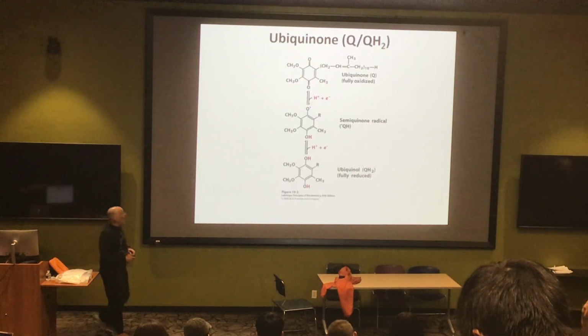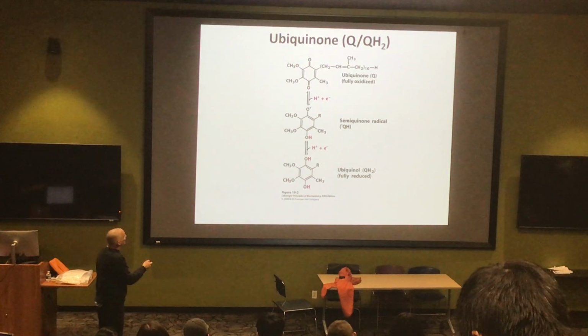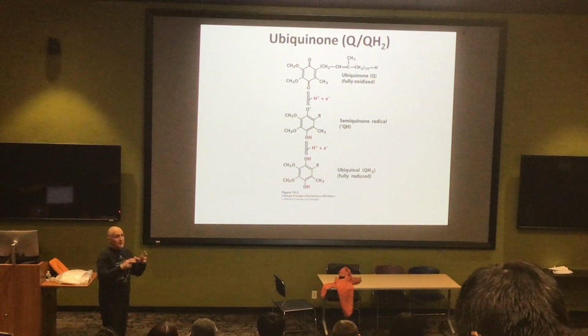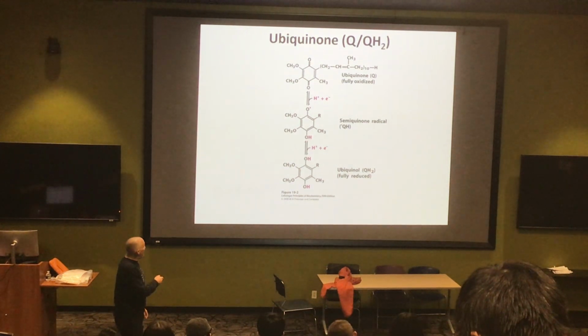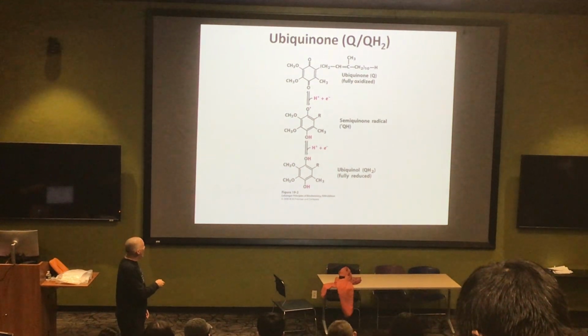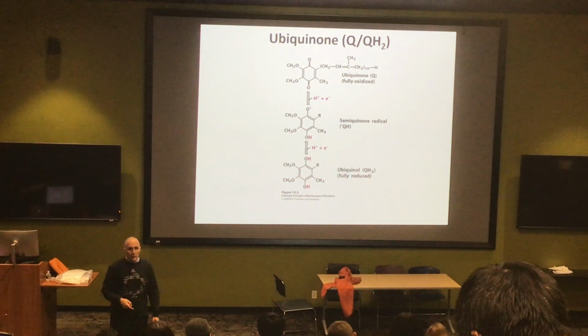Anyway, here's what's going on in complex 1. If we could just zoom in on the quinone site. We start with a fully oxidized quinone that is present in the membrane. It comes in, it picks up 1 electron, it picks up 2 electrons, and then it leaves. So you have the fully oxidized quinone and then the fully reduced quinone.